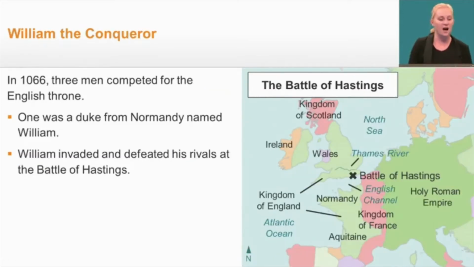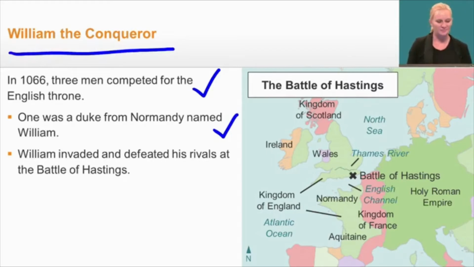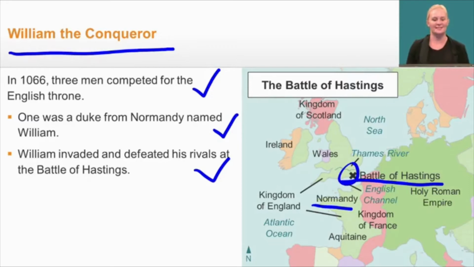Now, William the Conqueror in 1066 was one of three men who competed for the English throne. He was a duke from Normandy, and he would be known as William the Conqueror. William invaded, and he defeated his rivals in a battle known as the Battle of Hastings. So let's go to our map for a second. Here's Normandy, where William was from, and here is where they fought the Battle of Hastings here in England.